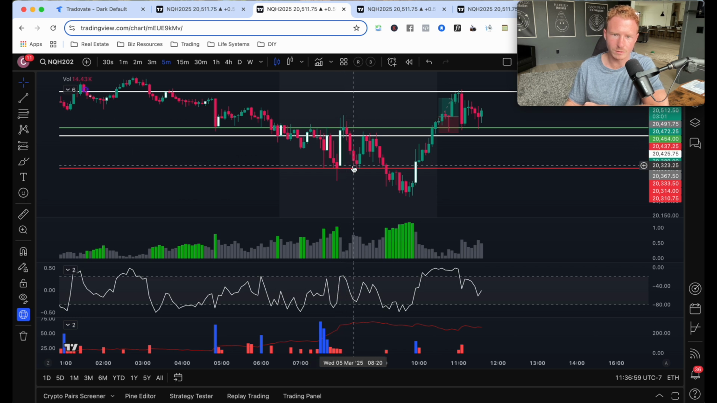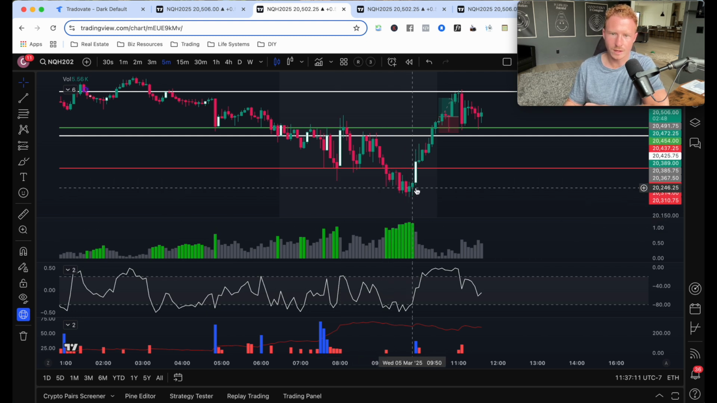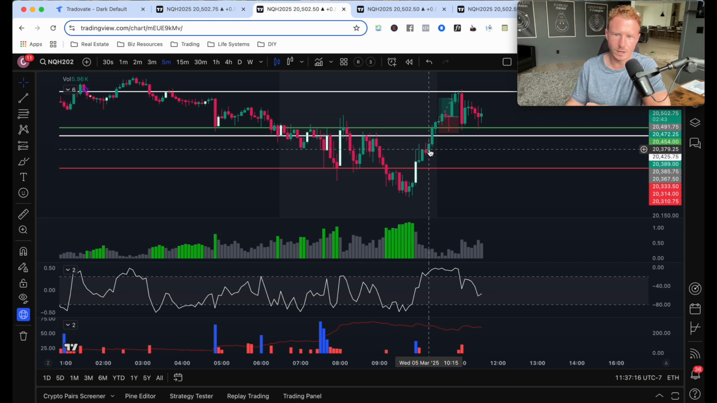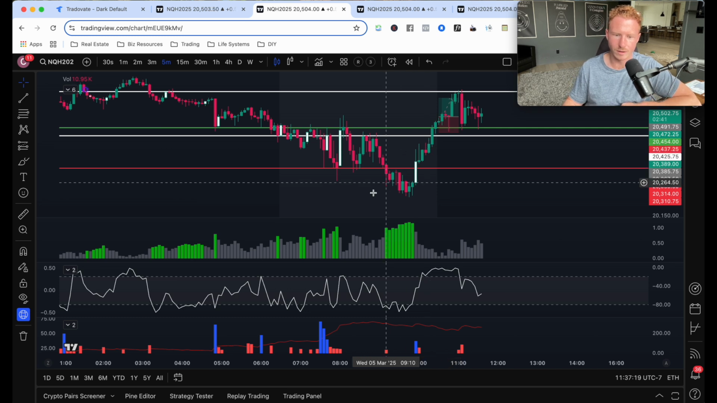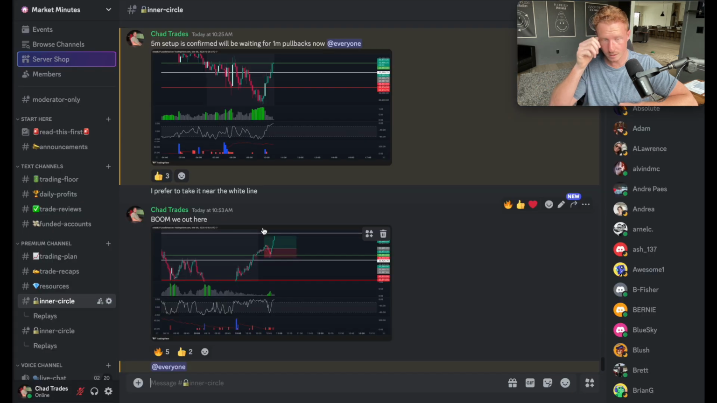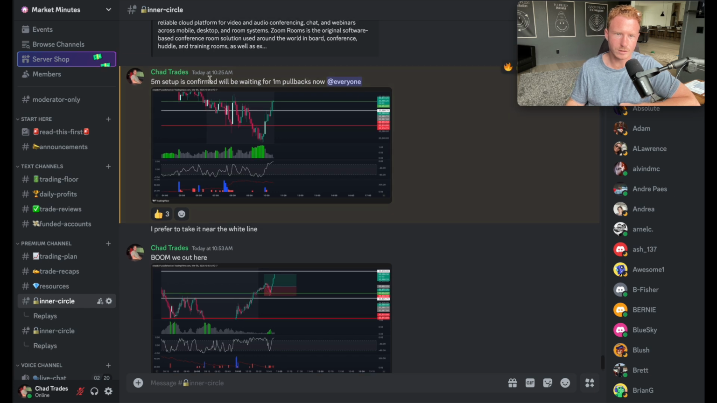We got back into our opening range, broke it, faked sellers out, and trapped buyer stop losses. What happens? We get more green candles, we get a white candle, and right here we get a close above our white candle. This is our first close above the white candle for the day on the 5-minute time frame. At this point, obviously, there's no trade setup yet. So I went to my Discord group inside the Inner Circle channel, and I said at 10:25 my time, 5-minute setup is confirmed. We'll be waiting for 1-minute pullbacks now.